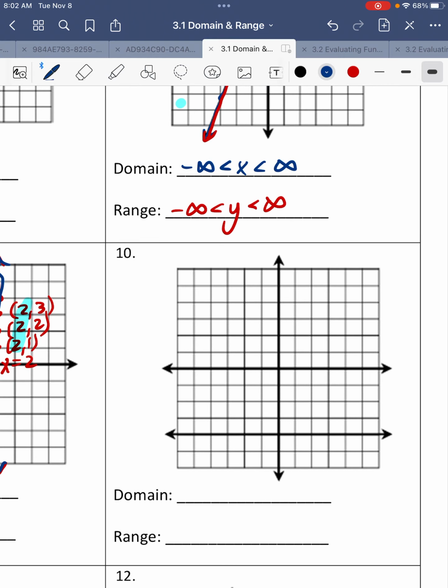All right, let's look at number 10. This is going to be a little different. So how far left does the graph go? Left forever to negative infinity. How far right will it go? Well, it'll go right forever to positive infinity.